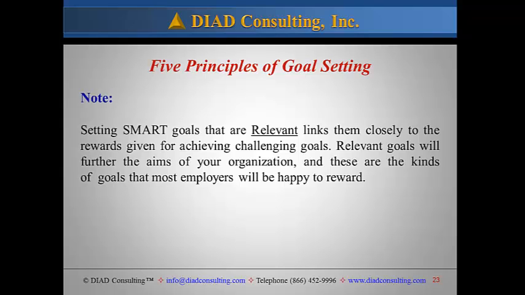Note, setting SMART goals that are relevant links them closely to the rewards given for achieving a challenging goal. Relevant goals will further the aims of your organization, and these are the kind of goals that most employers will be happy to reward.